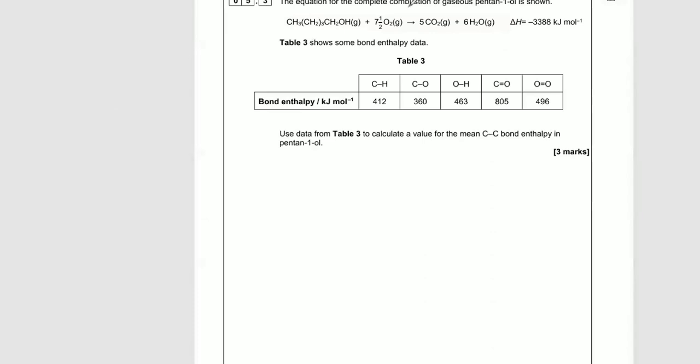You have the equation here, written in all its glory, with an enthalpy of minus 3,388 kilojoules per mole. We have a table of the bond enthalpies, and it says use the data from table 3 to calculate a value for the mean carbon-carbon bond enthalpy in pentan-1-ol. So you've done these before. You're simply going to work out the total mean bond enthalpy of the reactants minus the total mean bond enthalpy of the products equals the enthalpy change for the reaction. And then you need to solve it to find out what the C-C bond is.